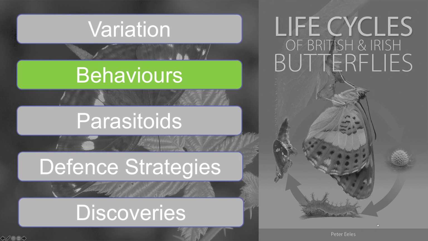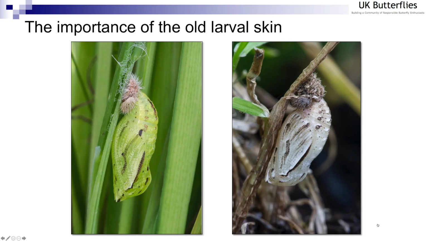The next topic I found particularly interesting was some behaviours related to immature stages. One of those is the fact that certain species, such as the meadow brown shown on the left here and the gatekeeper on the right, hang vertically downwards, head down, as do many species in the Nymphalidae. But in their cases, they don't attach their cremaster using hooks to a silk pad that's attached to a grass stem or what have you, but they remain attached to the old larval skin.